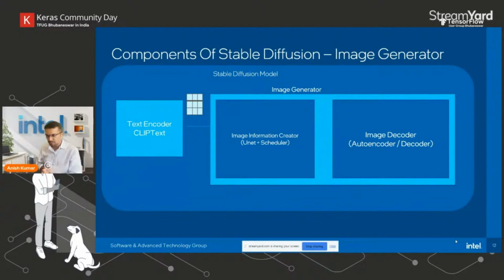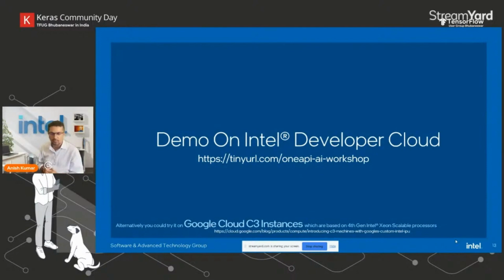So with that, we'll go with a short demo on how to optimize the stable diffusion model that is using TensorFlow. I'll run the stable diffusion model with TensorFlow, and then I will use the Intel extension for TensorFlow, and see whether there's a performance difference between these two different software stacks running on the same hardware. You could run this on the Intel Developer Cloud. I strongly encourage you all to sign up with the Developer Cloud, or alternatively you could also run on the Google Cloud C3 instances that are available.